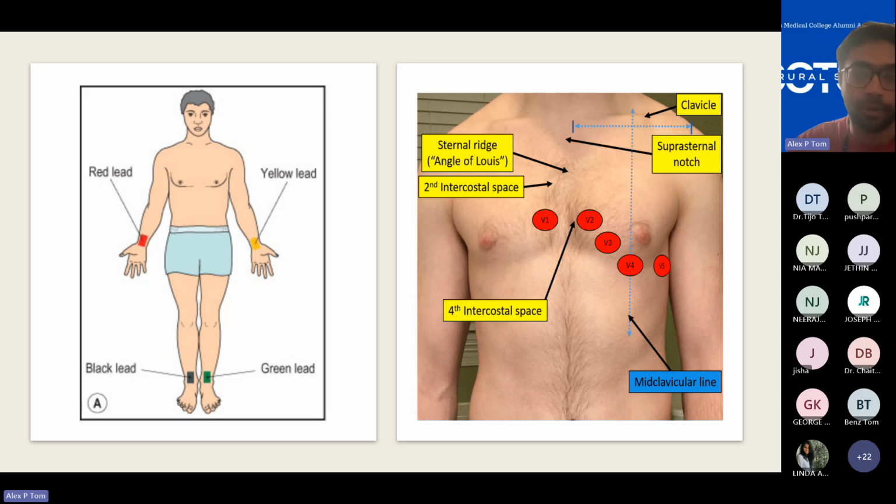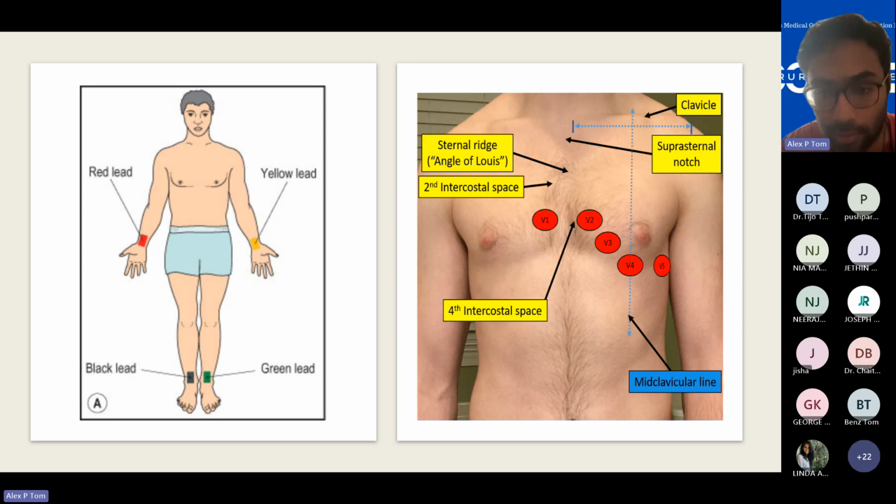So what you need to do is find out the angle of Louis, which I know you guys remember from first year. And then just below that, you can find the second intercostal space, count again one down, third intercostal space, one more down, fourth intercostal space, just about at the level of nipple. So either side of sternum, you place one lead each, V1, V2. Then you go forward and place V4. After V2, you place V4 because V3 doesn't have a proper anatomical landmark.